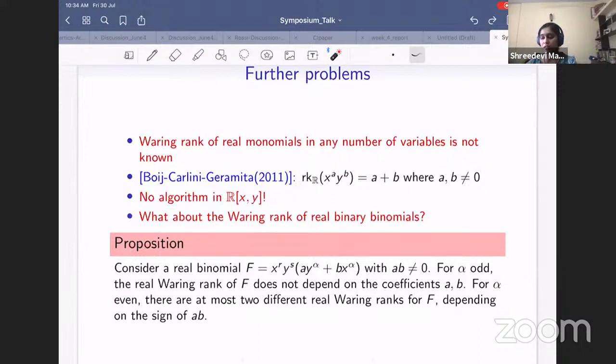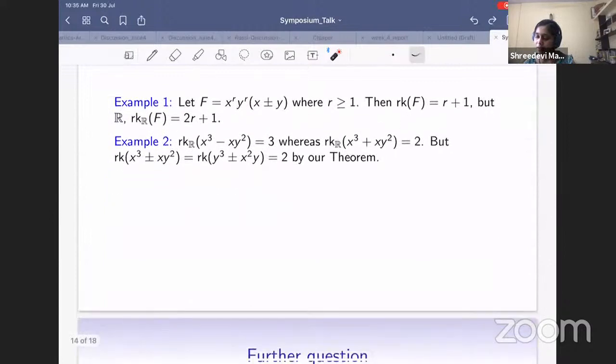And our referee was asking us to see what is the rank in the case of real binary binomials, but it is not easy as we see here, because the perp ideal is quite involved in this case.